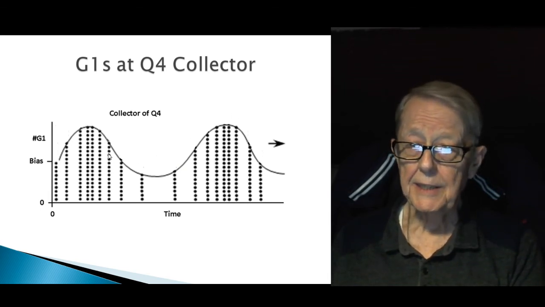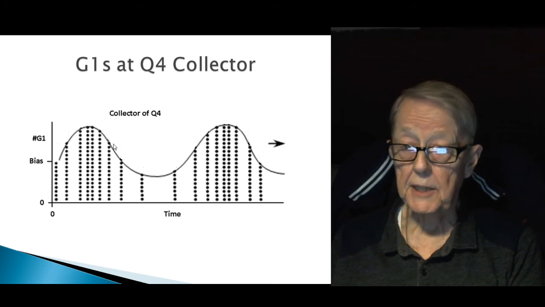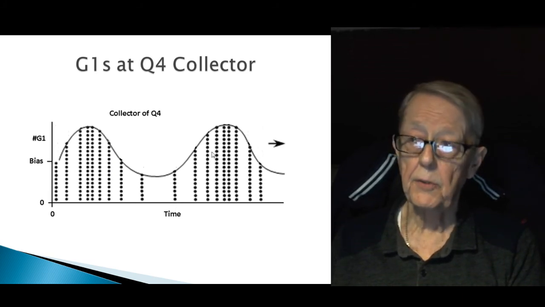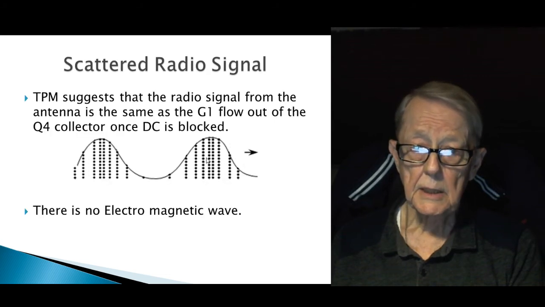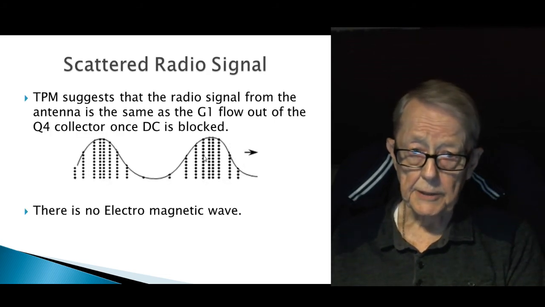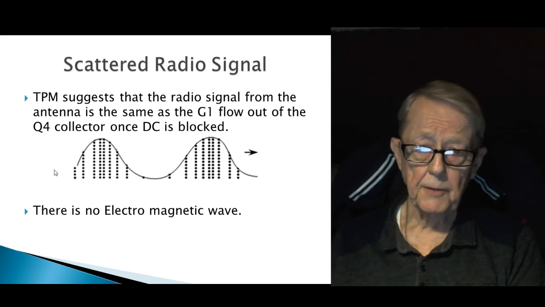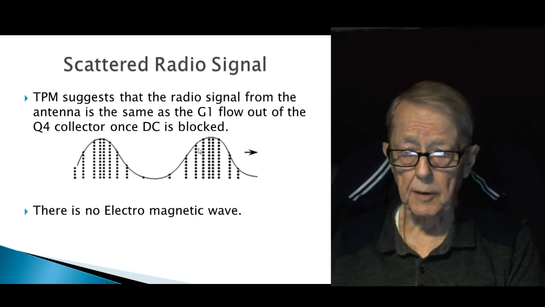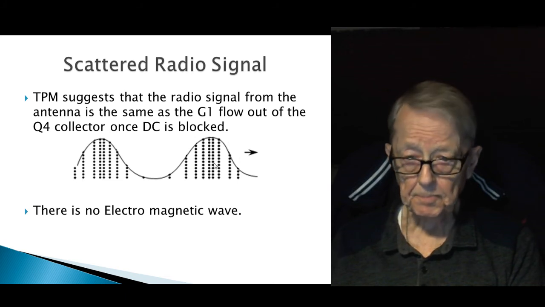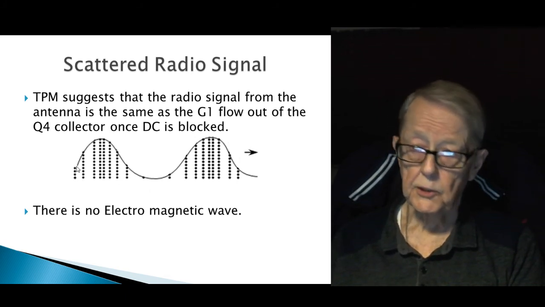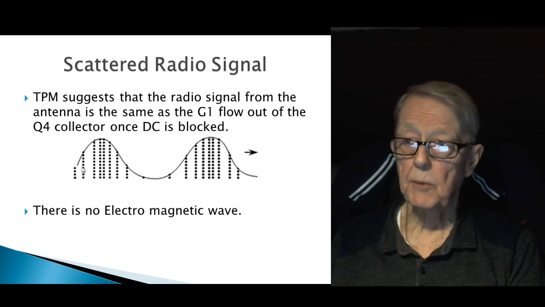So this is the signal that I would expect to see at the transmitter, and this is the particle representation of what's going through the Q4 transistor. Well, then when it's DC blocked, that bottom half is clipped off, and you're left with this hitting the antenna. And it's just a stream of particles, G1 particles, flowing into the antenna.